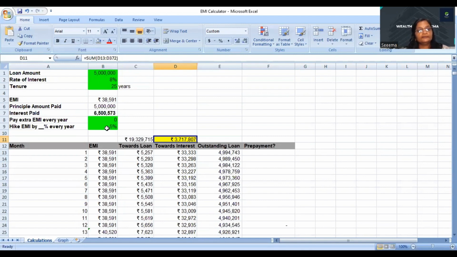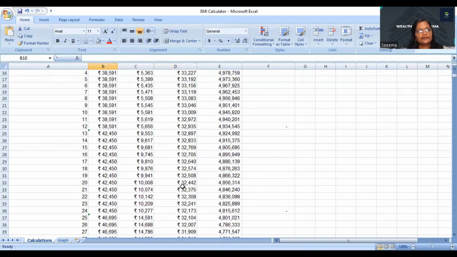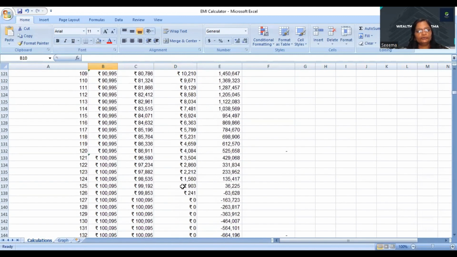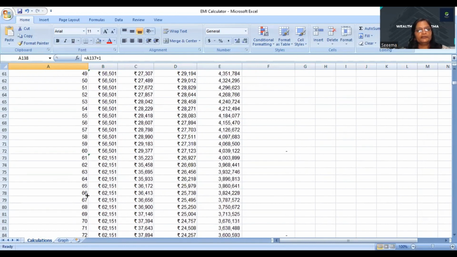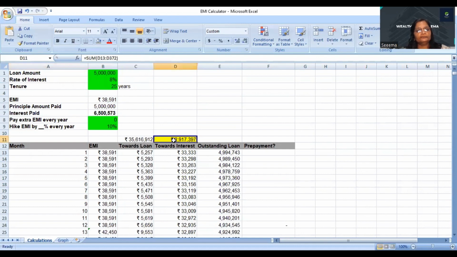Now if you are able to increase your EMI by 10 percent every year, your interest payment reduces to 29 lakhs, so that you are able to close your total loan in 10 years. At the end of 10 years, you have closed your loan and you have also reduced your interest payment by more than 30 lakhs. Is that not a good amount that you can save for your retirement or your kids' education or anything like that, rather than giving it to a bank?